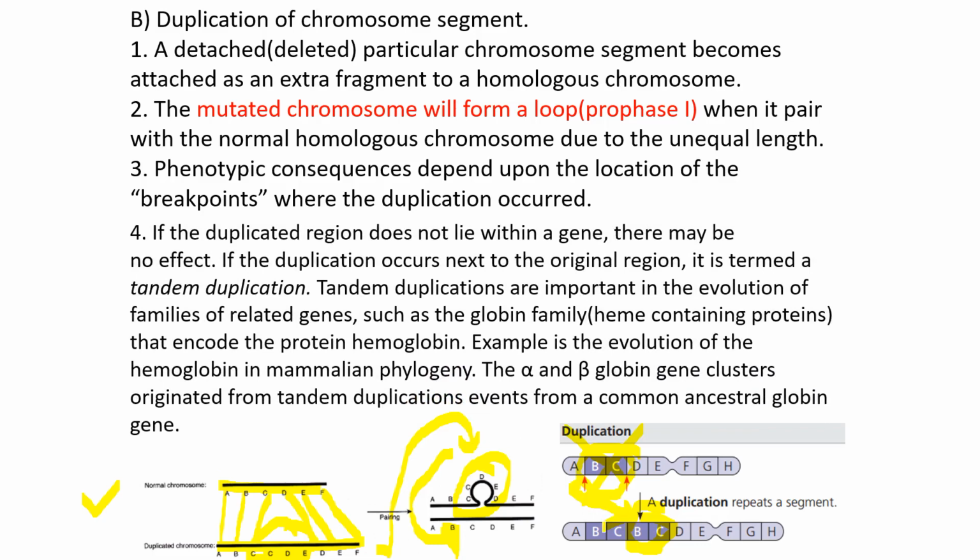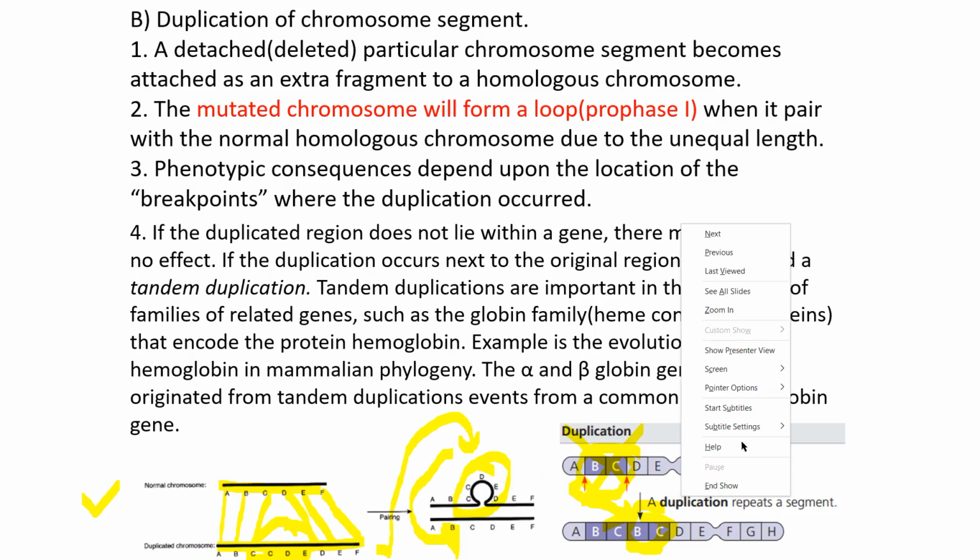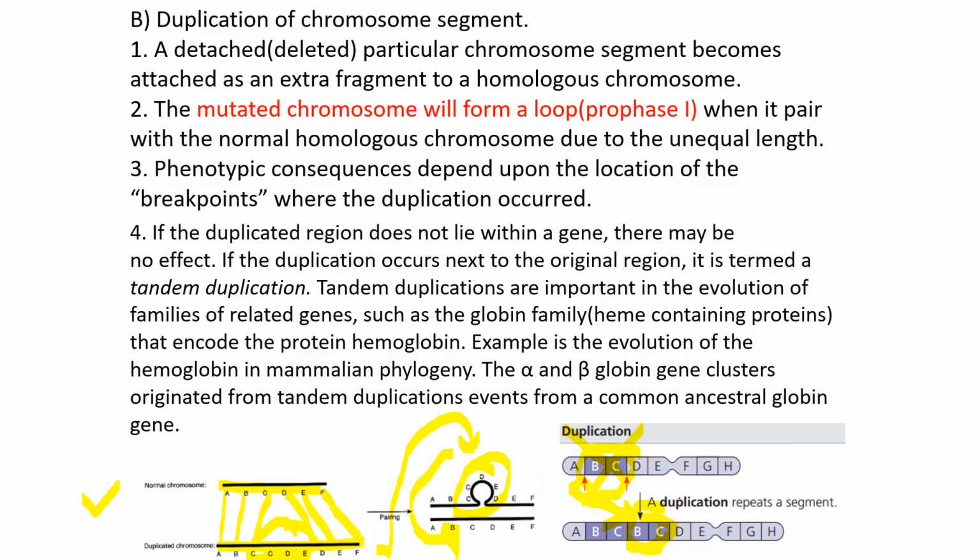Phenotypic consequences depend upon the location of the breakpoints where the duplication occurs. Now, class, this region here, where the segment of the chromosome is being duplicated, is known as the breakpoints. So the phenotypic consequences depend on the location of the breakpoints. If the duplicated region does not lie within a gene, you know that a gene can translate protein, then there may be no effect.